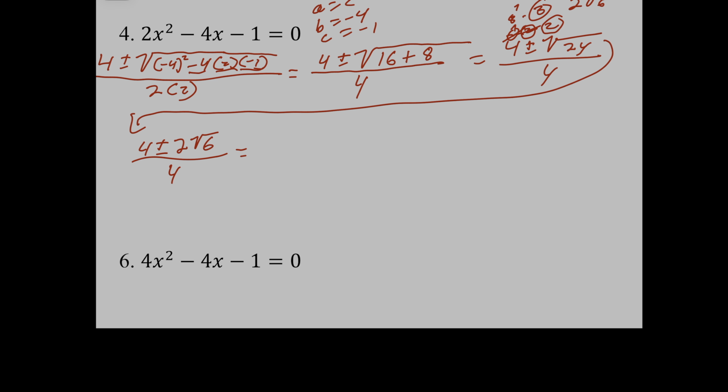Now I'm going to write this differently just so you can see this. That would be the same as 4 over 4 plus or minus 2 root 6 over 4. It's okay to split that, but you've got to have 4 on both the bottoms, okay? So that's fine. And that's going to equal 1 plus or minus root 6 over 2. Okay? So that's how we would do that. That was number 4. Let's keep doing.